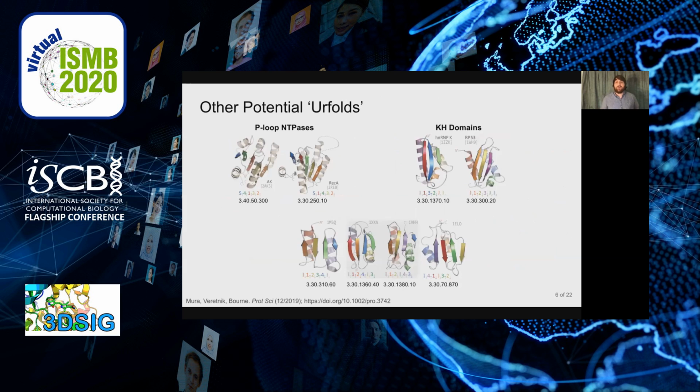From manual searches in the Protein Data Bank, we found a few more examples, such as the P-loop NTPases, where you can see it has the same arrangement of secondary structures, but the connections between them are different. Same with the KH domains. The beta strands are in the same orientation, but the connections are different.